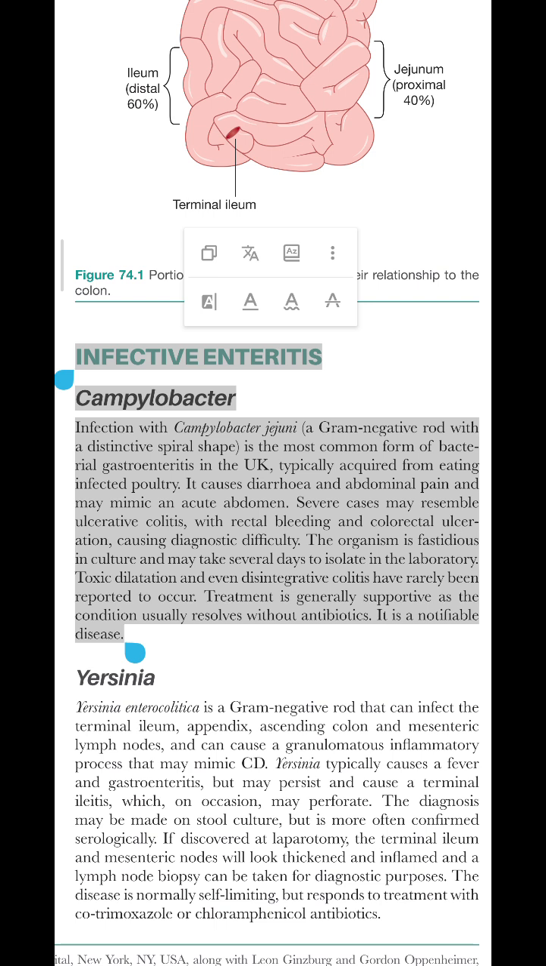Toxic dilatation and even disintegrative colitis have rarely been reported to occur. Treatment is generally supportive as the condition usually resolves without antibiotics. It is a notifiable disease.